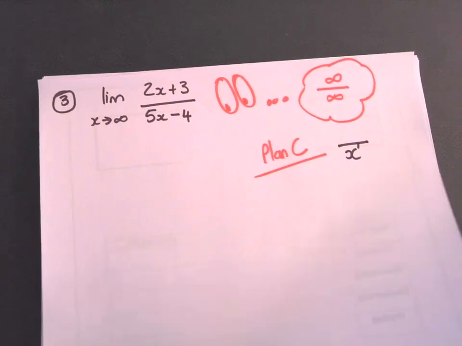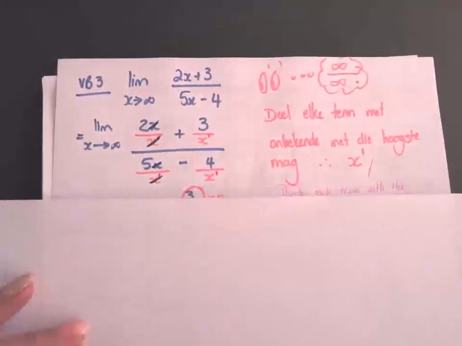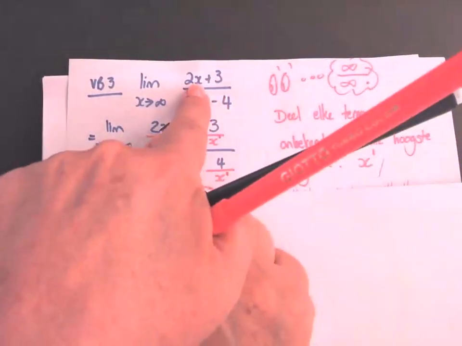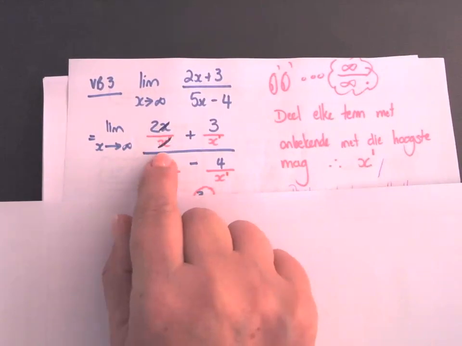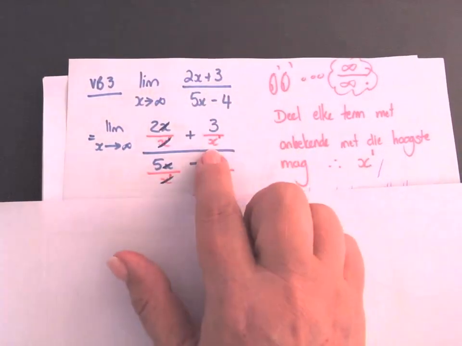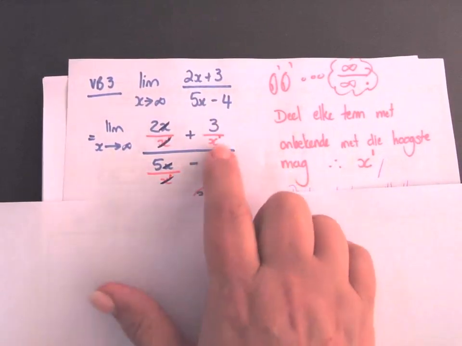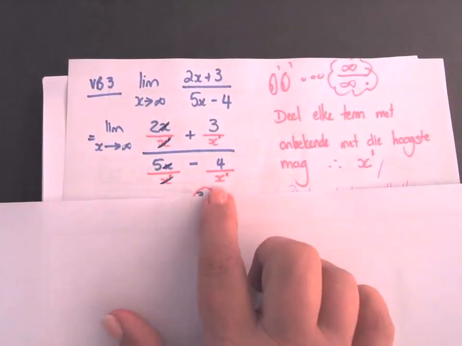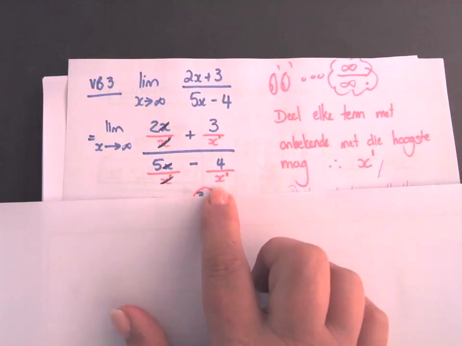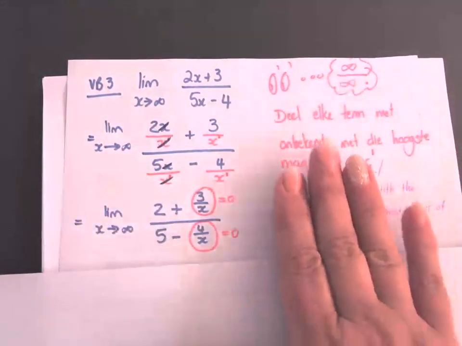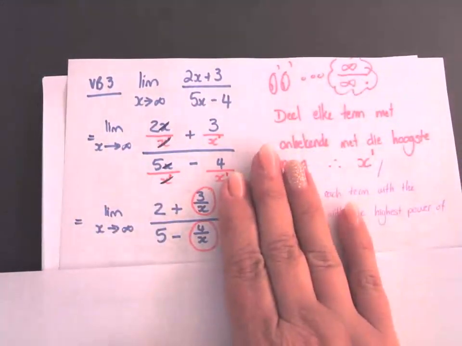Okay, let's see what happens. So I take the 2x and I divide it by x. I take the 3 and I divide it by x. I take the 5x and divide it by x. And I take the minus 4 and divide it by x. Now you divide. So these cancel out, and then you get 2 plus 3 over x over 5 minus 4 over x.